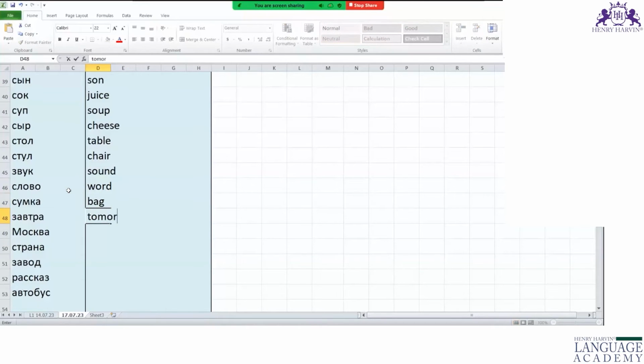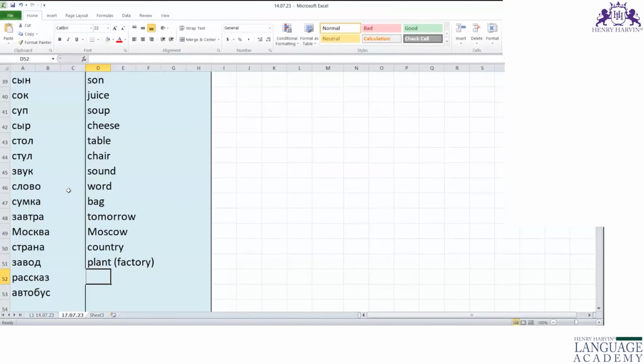Завтра means tomorrow. Москва, you can guess, means Moscow. Страна is a country. Завод is a plant, like factory. But we have a different word for factory, that's why I write out plant. Рассказ is a story, and автобус is bus.